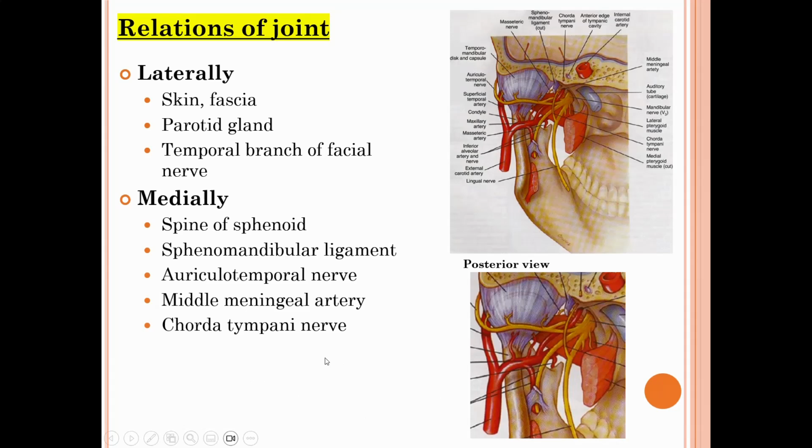Okay, I have shown you already, this is the chorda tympani nerve, and there is the middle meningeal artery. So all these are the medial relations, okay, and the lateral relations are present here.